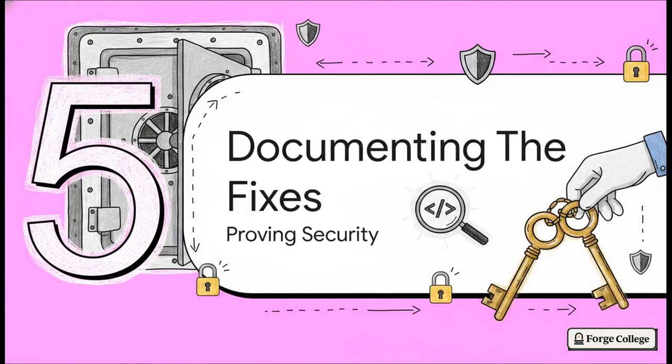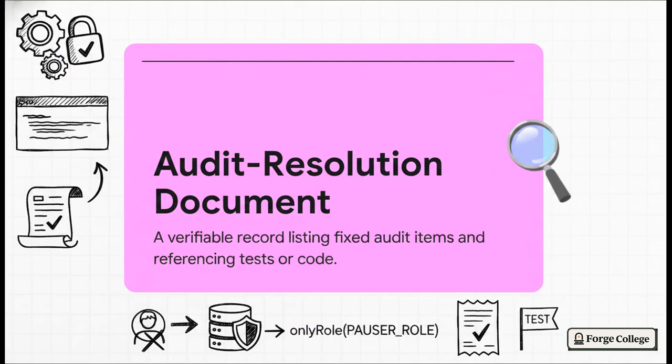Finally, let's look at Part 5, documenting the fixes. Testing is fantastic, obviously, but in a professional Web3 environment, you actually have to prove your work to external reviewers. You can't just fix the code and walk away. Your audit-resolution document is the essential proof. It's basically the receipt for your security work.